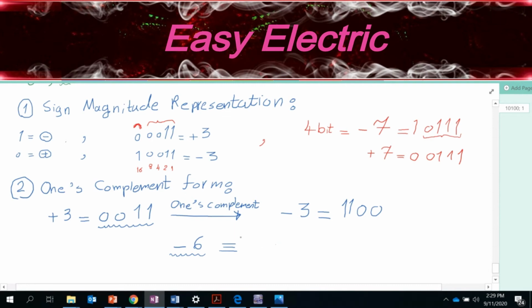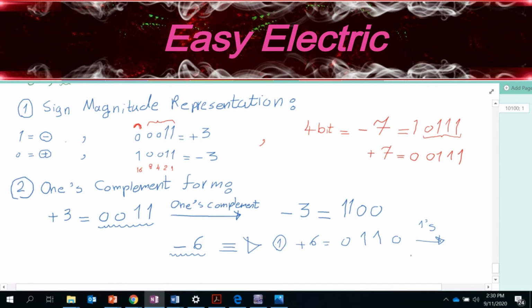Let's write this. Step number 1, +6. What is +6? Which is 6, which should be 0110, right? This is 6, why? This is 1, this is 2, this is 4, this is 8. 4 plus 2, you have 6. So then take the ones complement, right? What is the ones complement of these numbers? Change 0 to 1, 1 to 0, right?